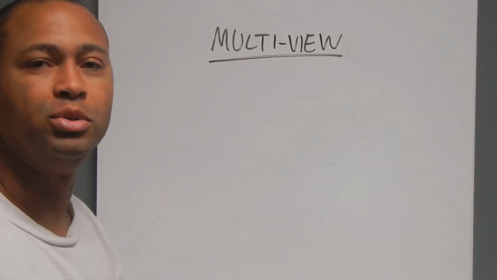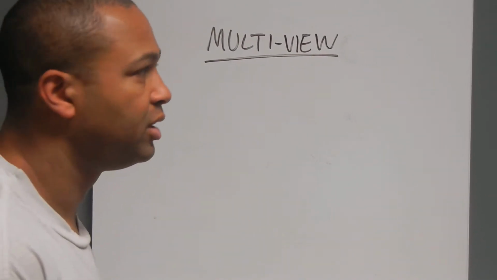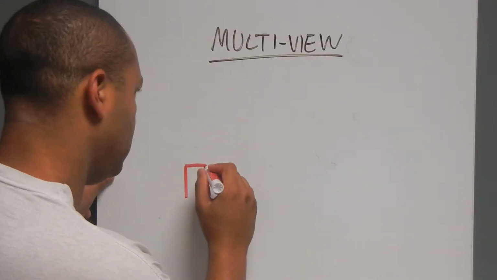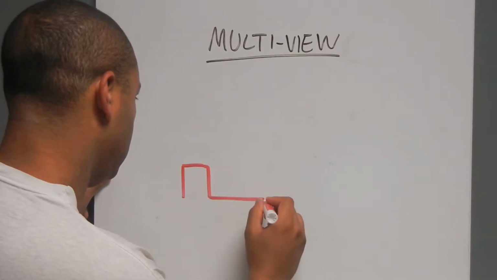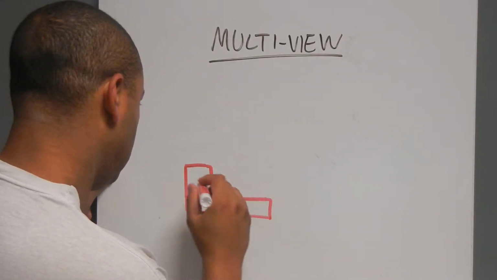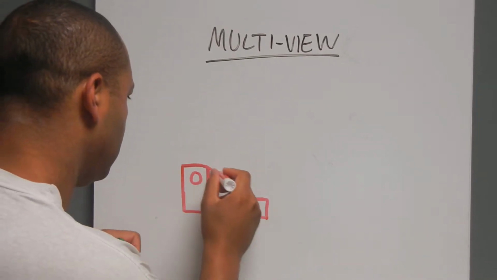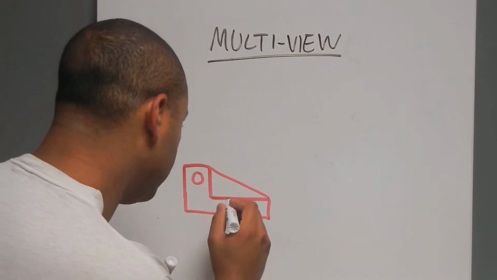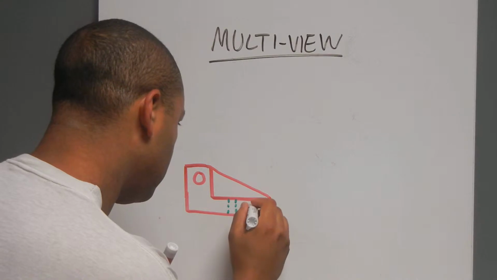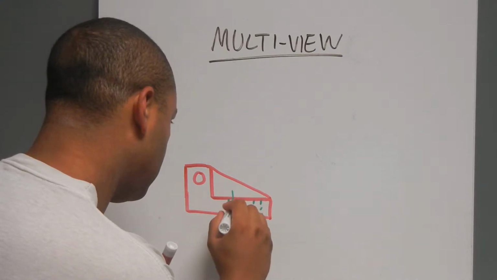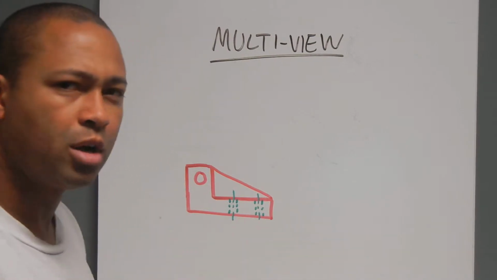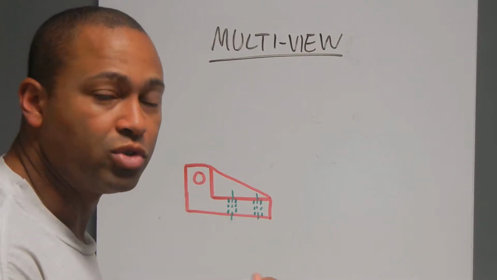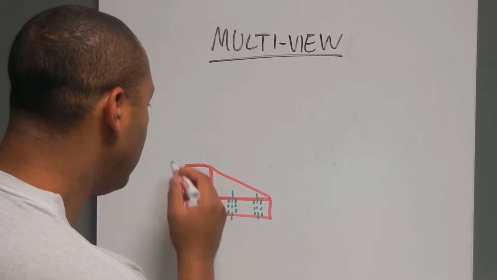A multi-view shows you the top, the front, and right side view of an object. So let's take that same object that we just had. I'm going to draw those hidden lines again a little bit better. Put a couple center lines there to let you know there's some form of symmetry going on. Now I go to the right side view and draw the height and the depth. I have width here and I have height here.